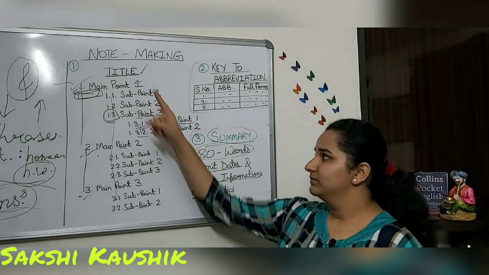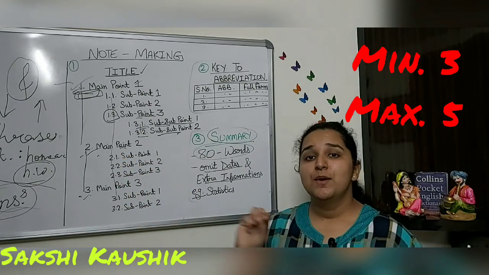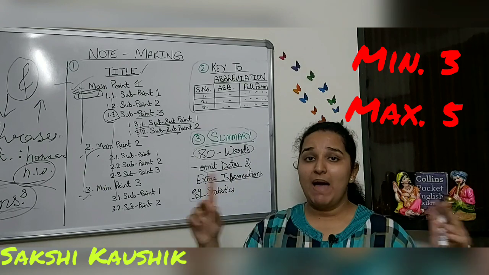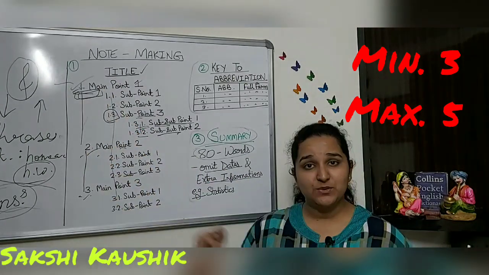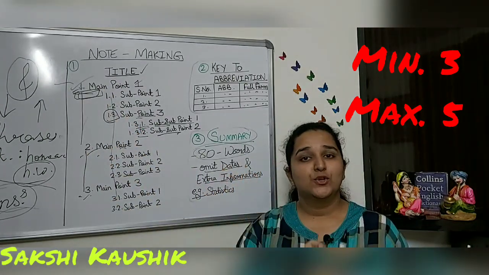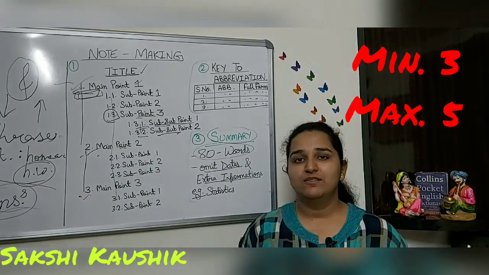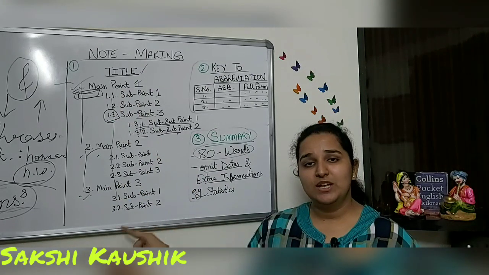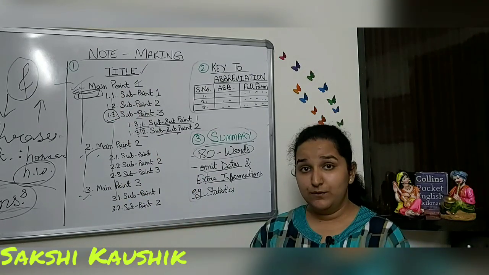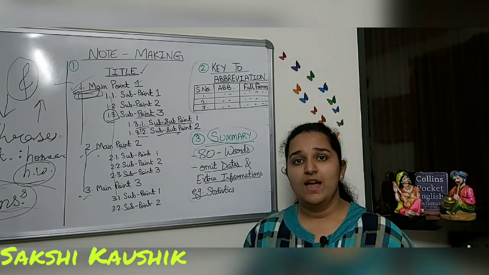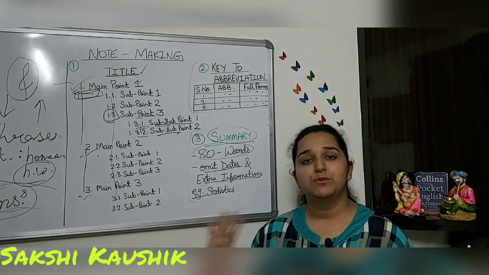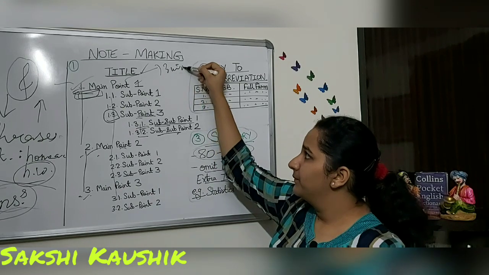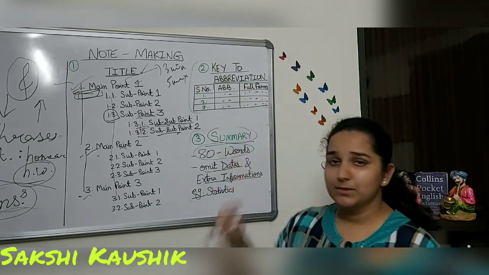Number 1 point is the main points that you have. The minimum number of main points that you can have is 3, and the maximum is 5. So don't go beyond 5, don't stay below 3. At least three main points you should have. If you get a lot more information, then you can go up to 5 main points. So main points, 3 minimum, 5 maximum.